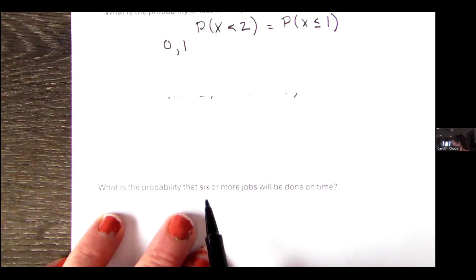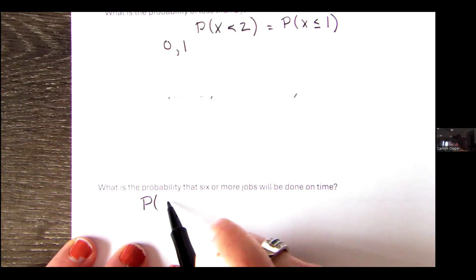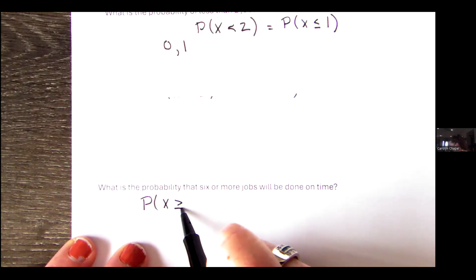Here is what is the probability that 6 or more. So 6 or more, that means X is bigger than or equal to 6.